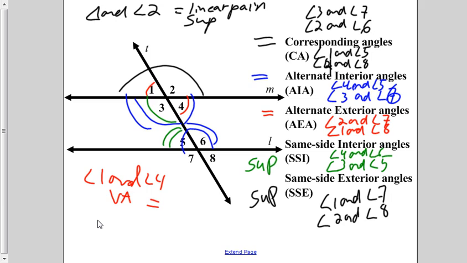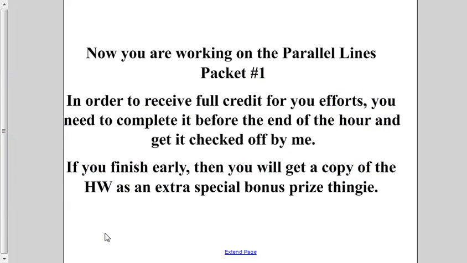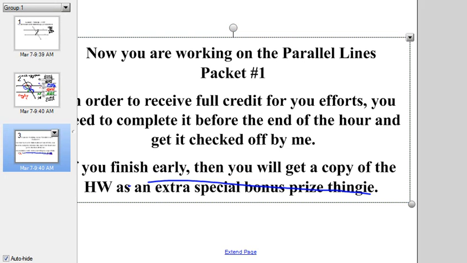I will put this back up in just a second in case you didn't get it written down. But you're going to work on your parallel lines packet. In order to receive full credit for effort, you need to complete it before the end of the hour and get it checked off by me. That's not true. I'll let you do it for homework. We actually won't do this part. You do not need to get it done by the end of the hour. If you need to take it for homework, that's fine with me. You have the rest of the hour to work on it, though. It should not take you very long. I'm going to put this back up here.